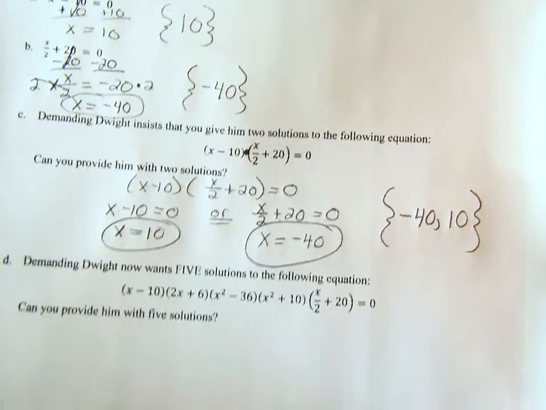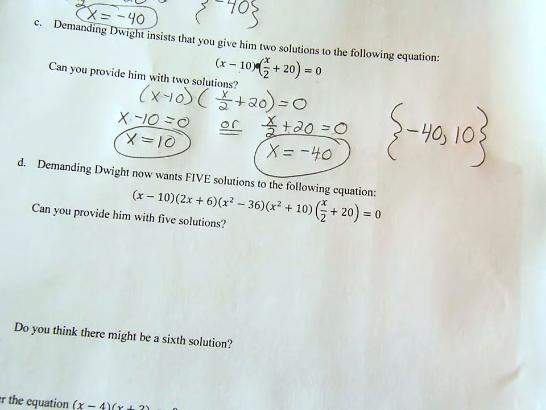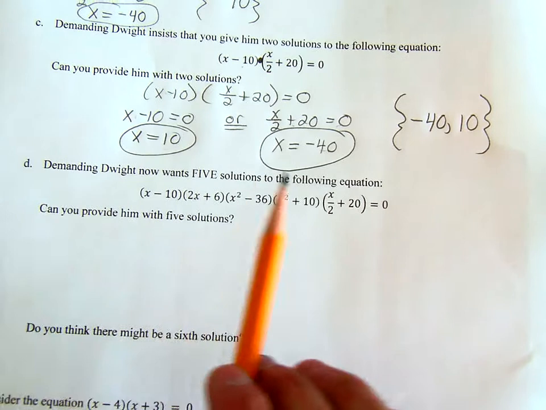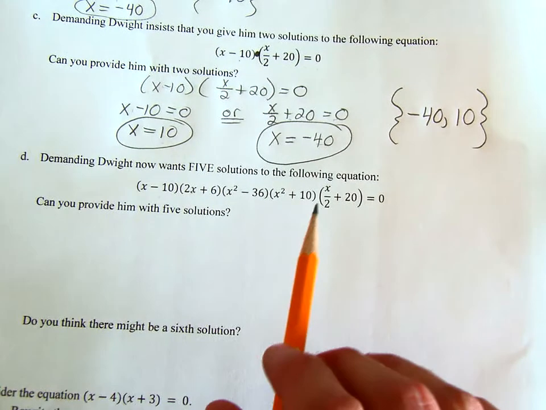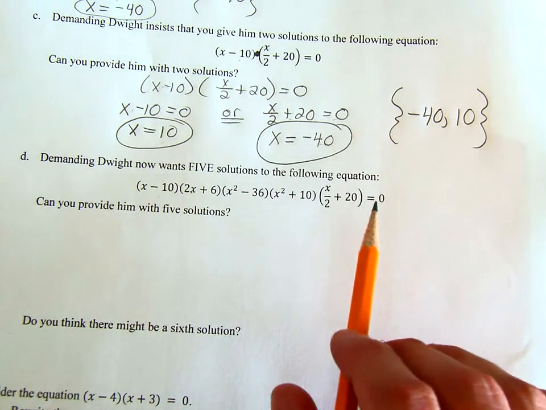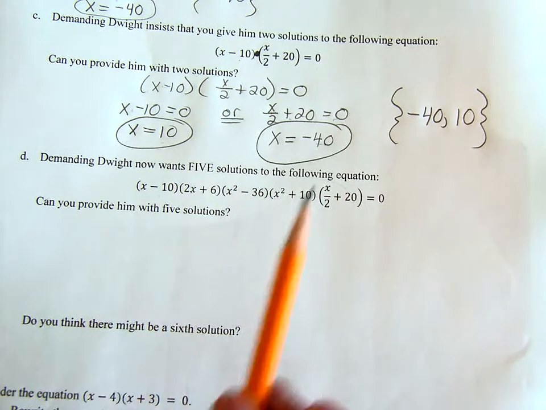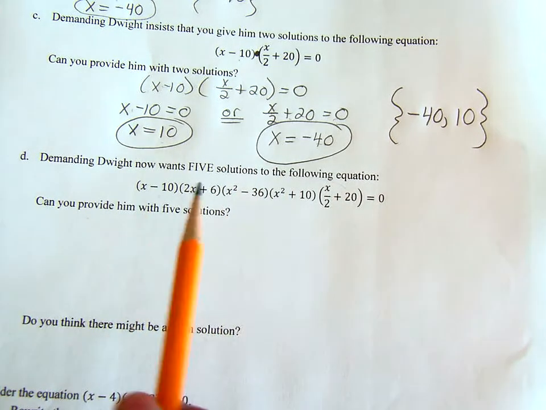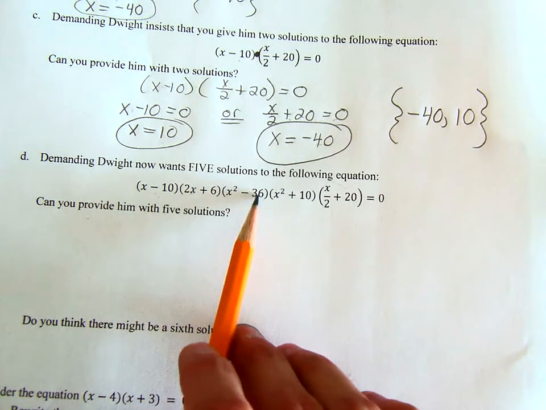So now we have demanding Dwight again. He now wants 5 solutions to the following equation. We have x minus 10 times 2x plus 6 times x squared minus 36 times x squared plus 10 times x over 2 plus 20 is equal to 0. In order for this whole left expression to equal 0, we're going to have to set each one of these expressions equal to 0.